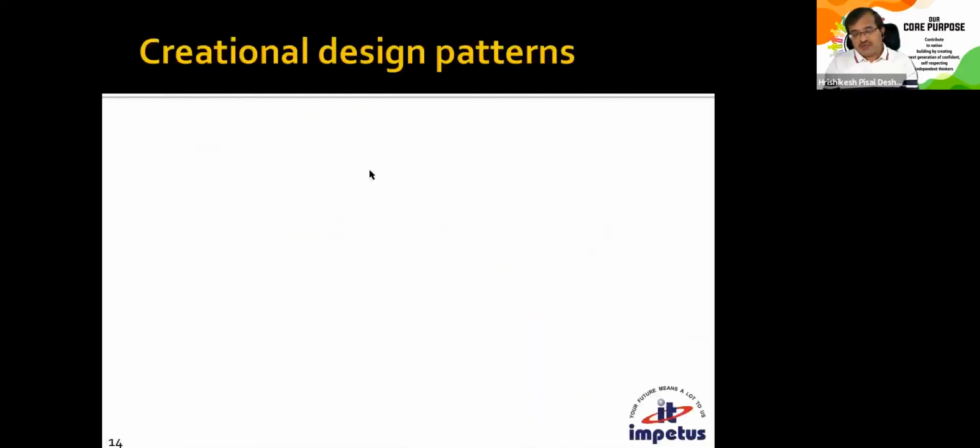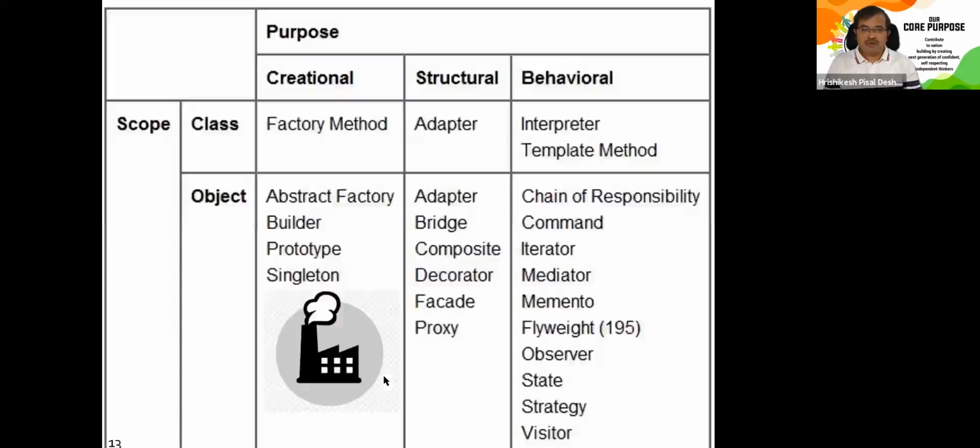So we'll focus today on creational patterns. My objective is to take a hands-on approach to creational patterns. We have enough time, so we will implement some creational patterns. I told you one from the class scope and another from the object scope. When I take it from the class scope, the only one that we have is the factory method. So we have to discuss it.